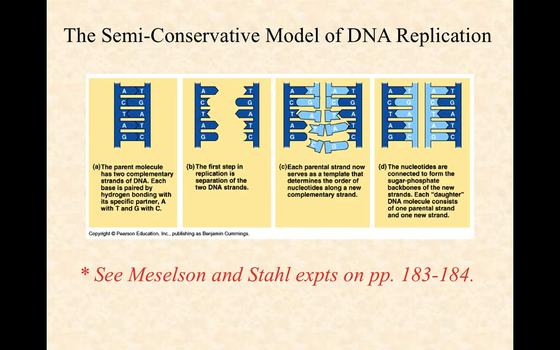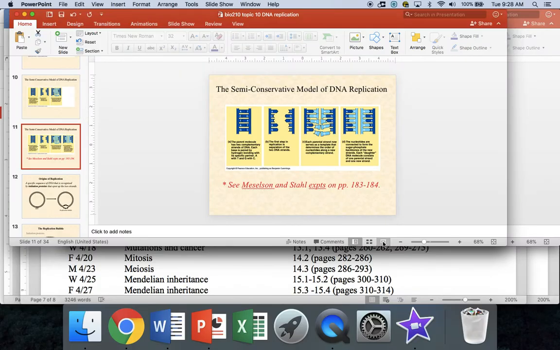You're going to want to take a look at the Meselson and Stahl experiments in your textbook. If you're using the Brooker textbook, it was originally on pages 183, 184. I think they've moved it in the newest edition. If you're using a different textbook, just go to your index. For sure it's going to be in there. And you want to take a look at how they figured this out. Some really interesting experiments that they did to figure out exactly how this worked.